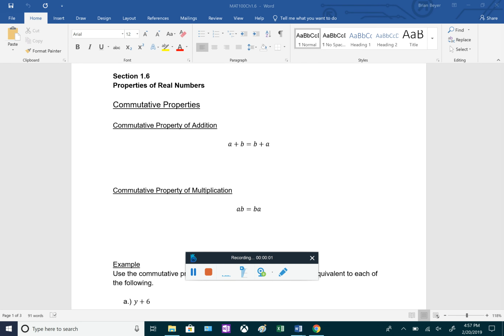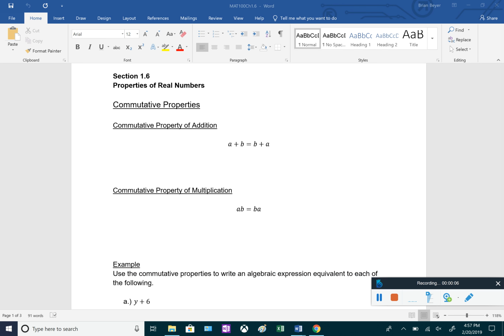Okay, in chapter 1.6, we're going to be going over several more properties of real numbers here. So we're going to start with the commutative properties. There's going to be two of each for the first two properties, addition and multiplication.